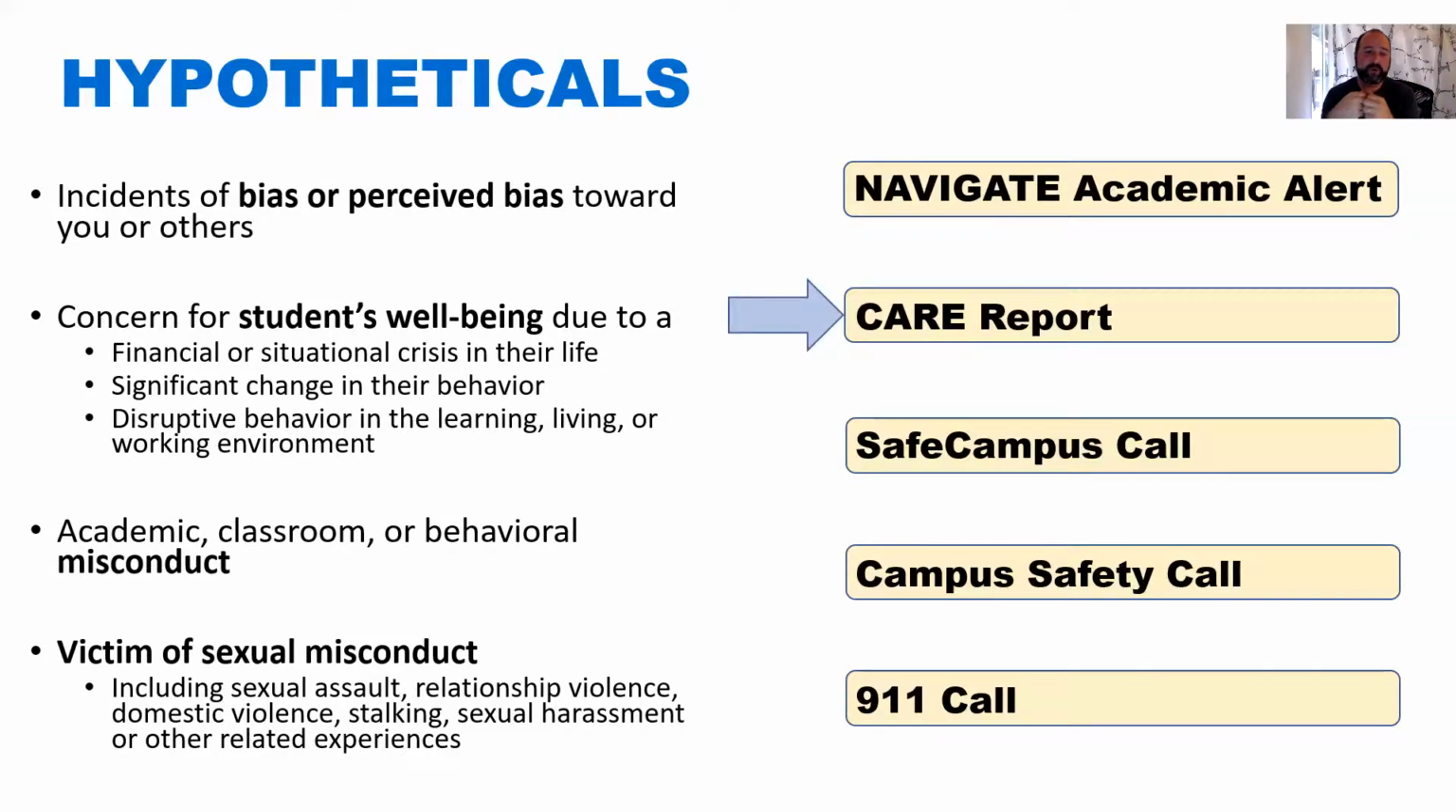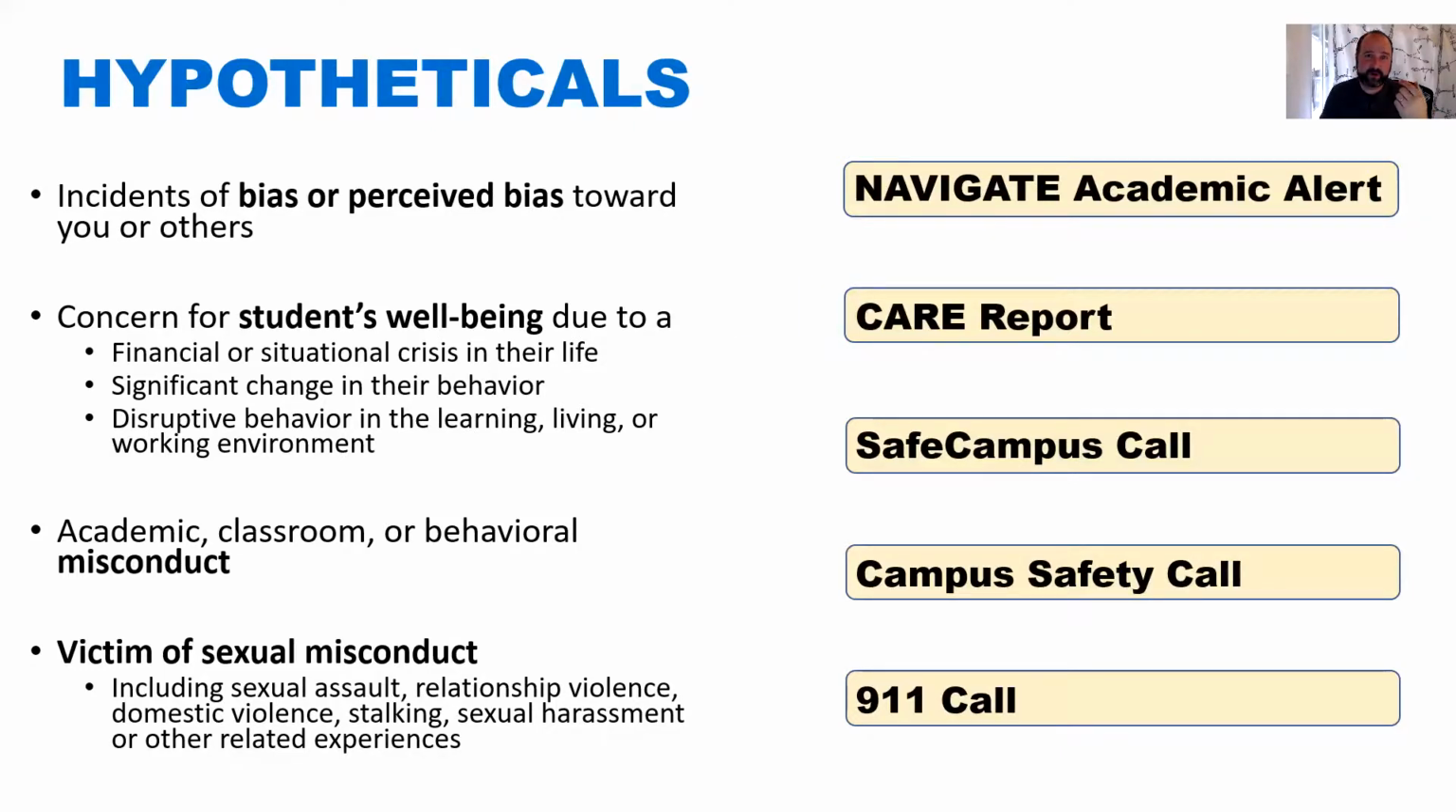Care reports. Care reports are when you're concerned for the student's well-being. You can also use a care report for bias or perceived bias, for academic, classroom, or behavioral misconduct, or if there's a victim of a sexual misconduct. Care reports are, as far as I'm concerned, primarily for cases where the student's academics may be at risk, but we're really more worried about the student's well-being, right? There might be financial or situational crisis in the student's life, or you might notice changes in their behavior or disruptive behavior in the classroom. Those might affect academics. We're calling the care team because it's at a level where you think that student honestly needs some help, right?